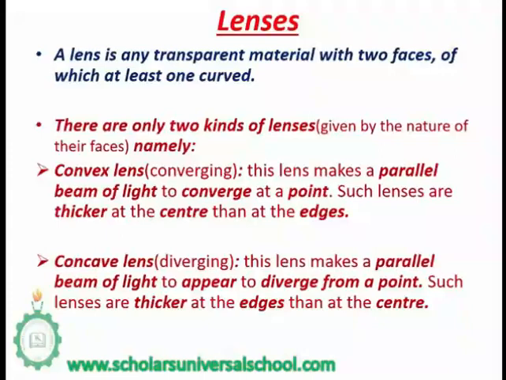Now there are just two kinds of lenses generally, as given by the nature of their faces, the shape of their faces. The first one is the convex lens or converging lens. This is the type of lens that makes a parallel beam of light converge at a point. This kind of lens has the center thicker than the edges.